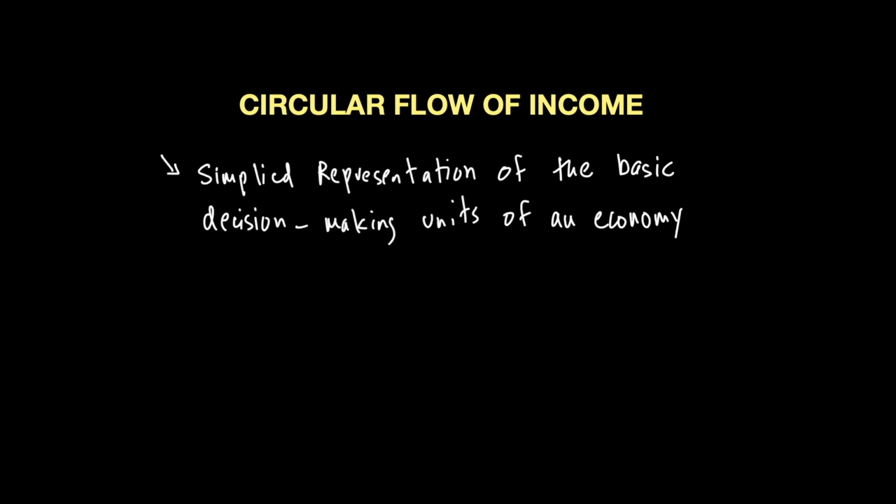We start macroeconomics with a discussion about the circular flow of income. The circular flow model is a simplified representation of how the basic decision making units of an economy, like households and firms, the government, and in an open economy where international trade is taking place, how the exporters and importers are interacting with each other.